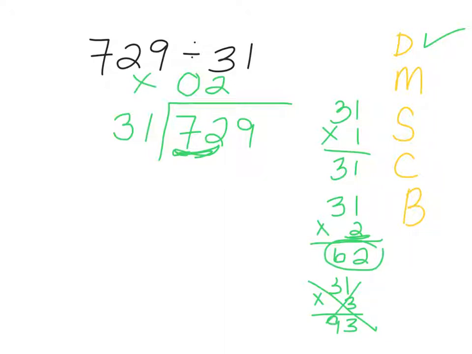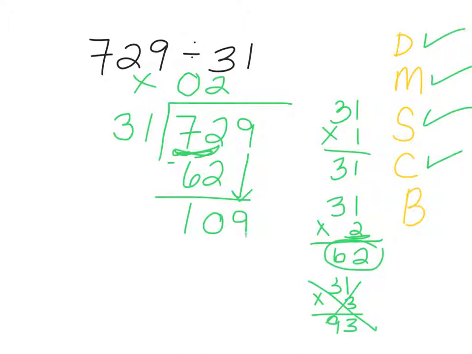All right, so we divided. Let's multiply. 2 times 31, we've already done that work. It's 62. Let's subtract. 10. Let's check. Remember, we're checking to see that our subtraction answer is less than the divisor, which it is. So we're good to go here. Let's move on to bring down. Let's bring our 9 down. All right. Now we're back at the top for division.